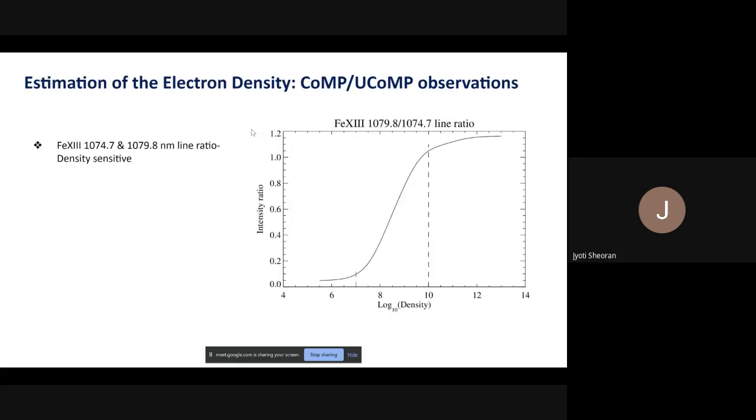Now coming to the estimation of the electron density. So both CoMP and UCoMP have the iron 13 lines, iron 13 1074 and 1079, which are density sensitive.